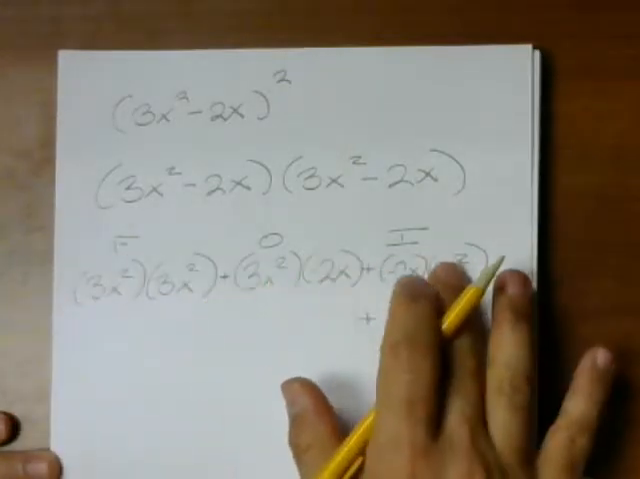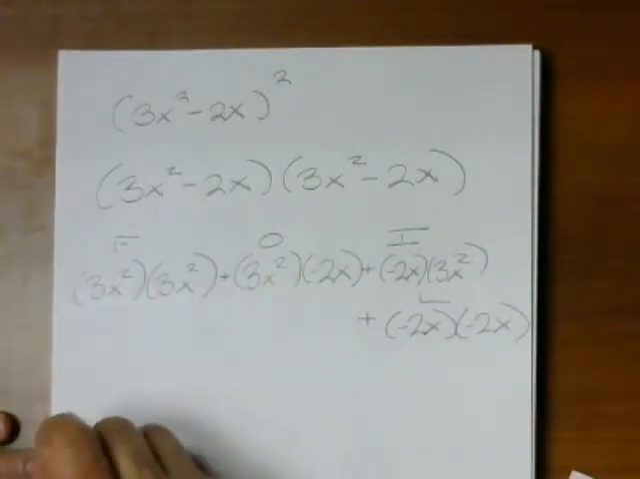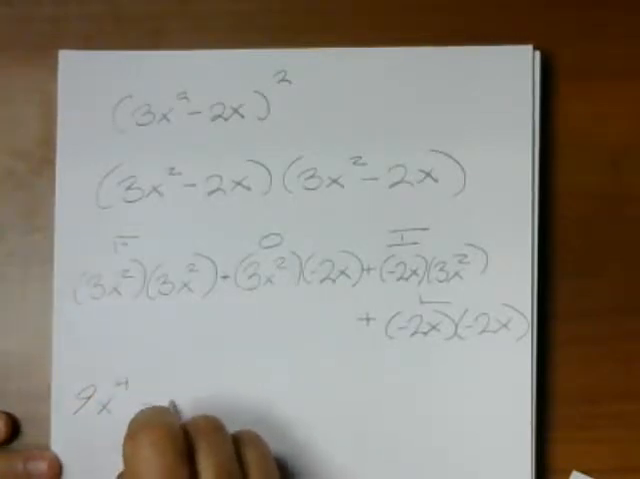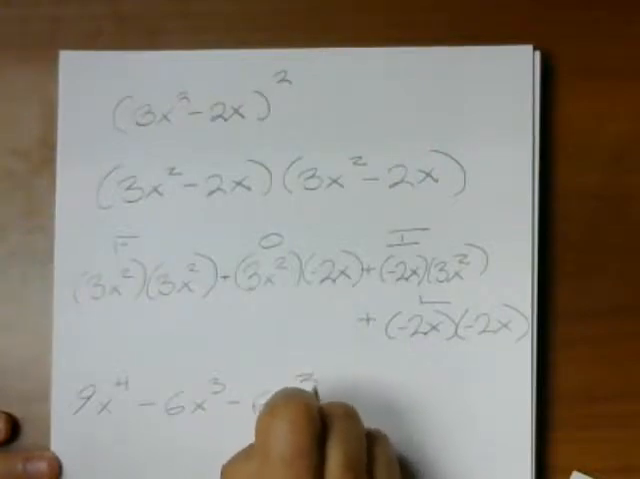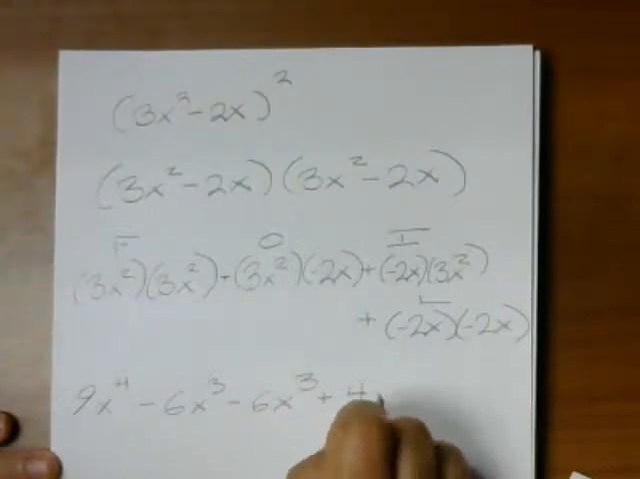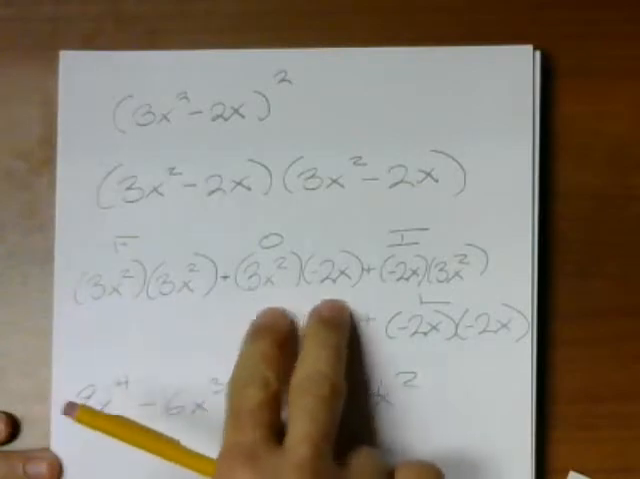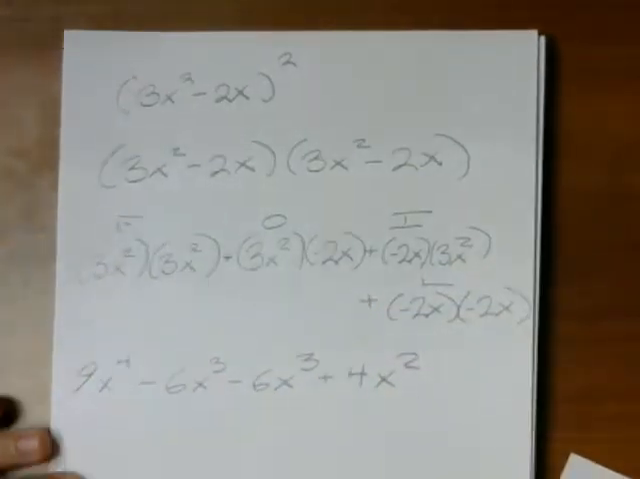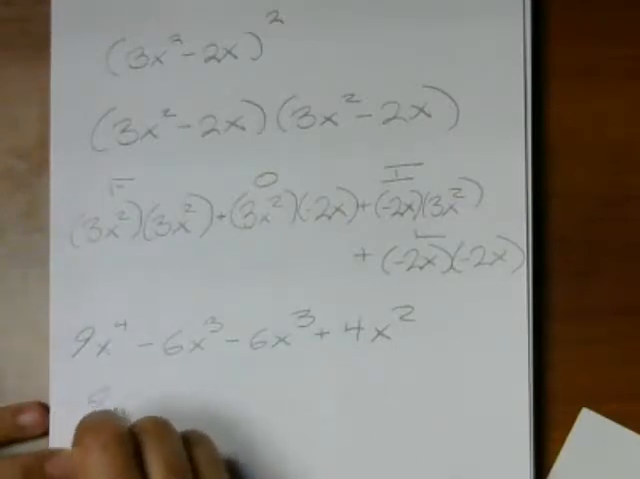So first, outer, inner, last, we get these, by just multiplying each of these binomials. And now we can combine these two terms.